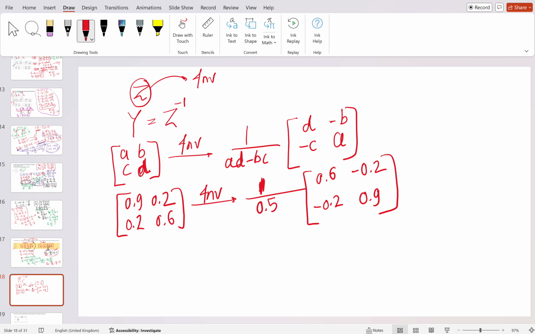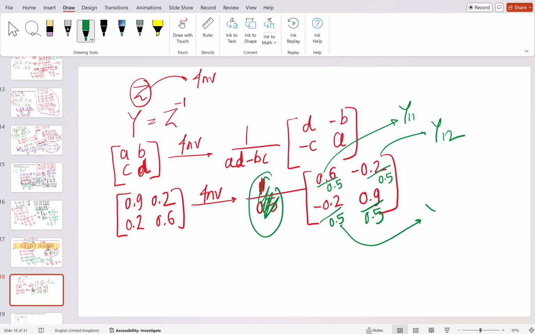So this is the Y11. Of course, this is multiplying inside of that. It means this by 0.5, this by 0.5, this by 0.5, and this by 0.5 is actually the Y matrix. So this is the Y11, this is the Y12, this is the Y21, and this is the Y22.